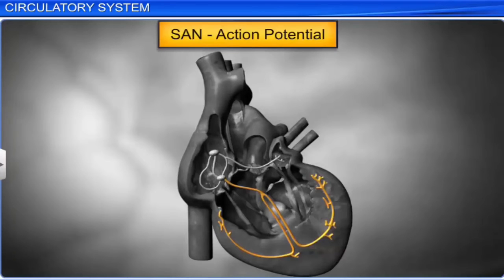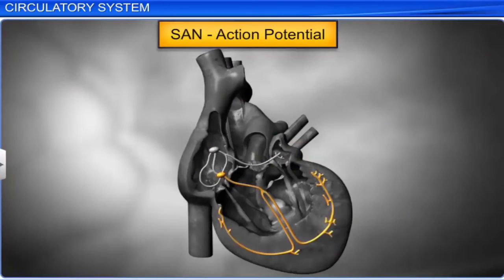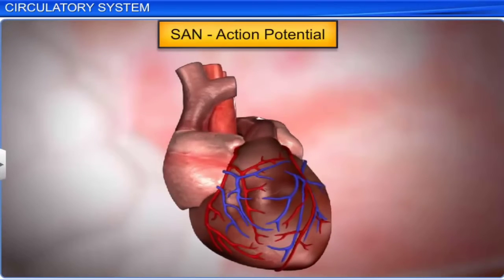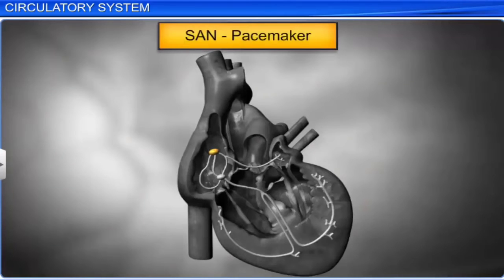Here the SAN can automatically generate around 70 to 75 action potentials or electrical impulses per minute. This action potential is transmitted to every other part of the heart through the AV node and bundle of His to bring about the rhythmic contraction of the heart. This is why the average heart beats 72 times per minute. Hence, the SAN is called the pacemaker of the heart.